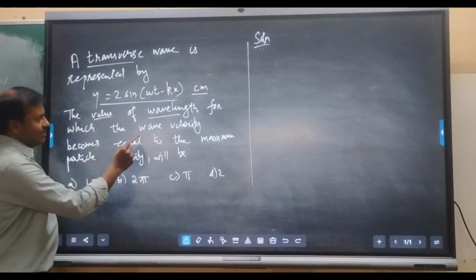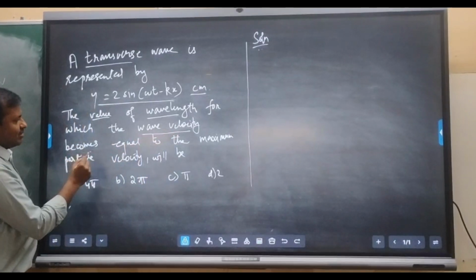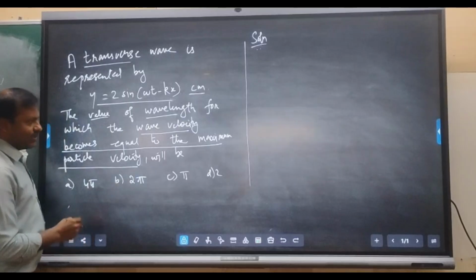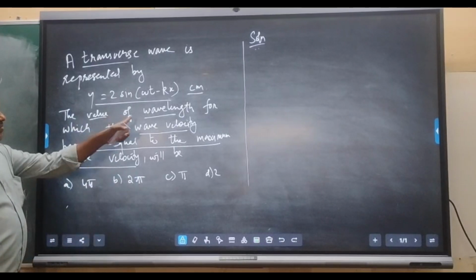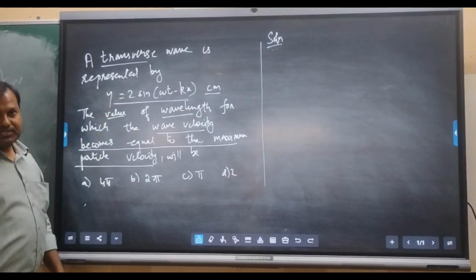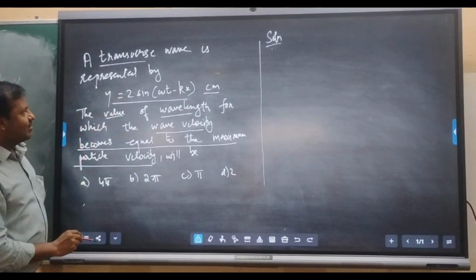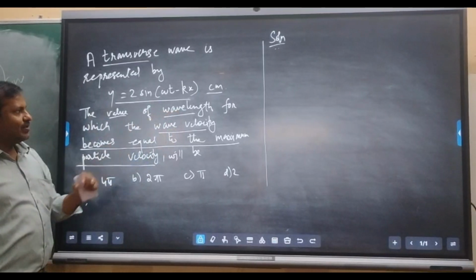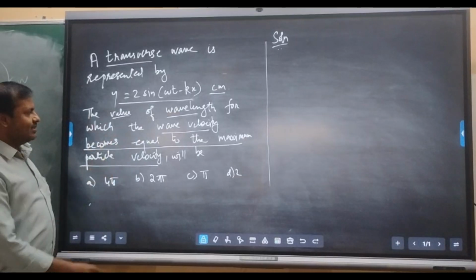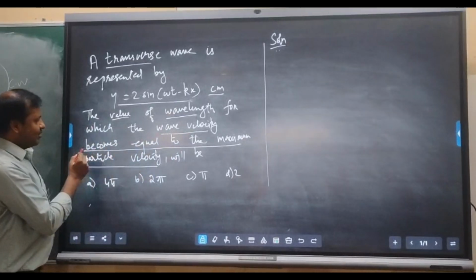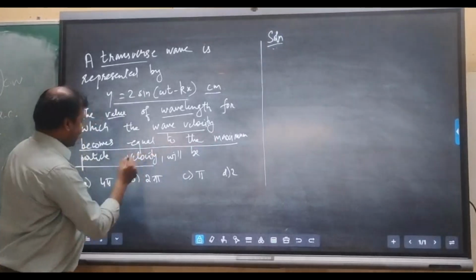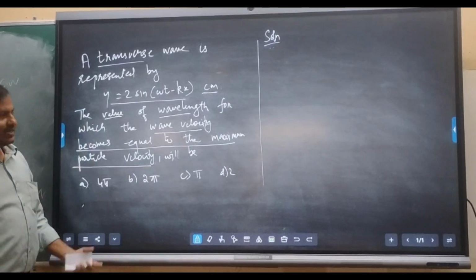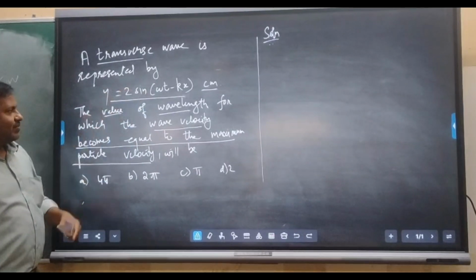At what condition is the wave velocity equal to the maximum particle velocity? At that condition we have to find the wavelength of this wave expression. So the lambda we have to find out. The condition is that the wave velocity becomes equal to the maximum particle velocity. That is the problem statement.